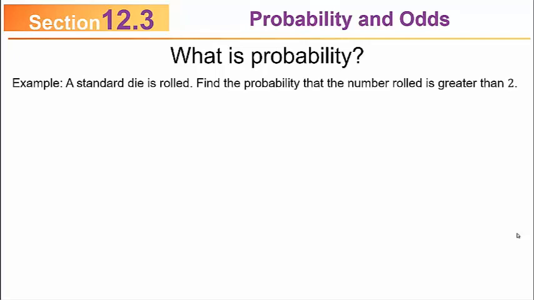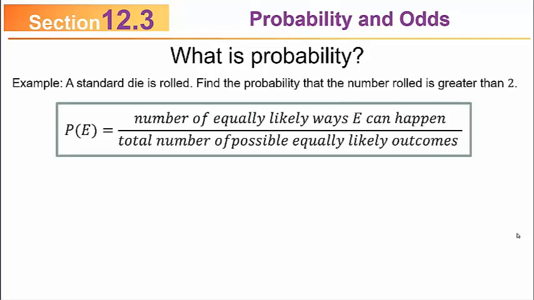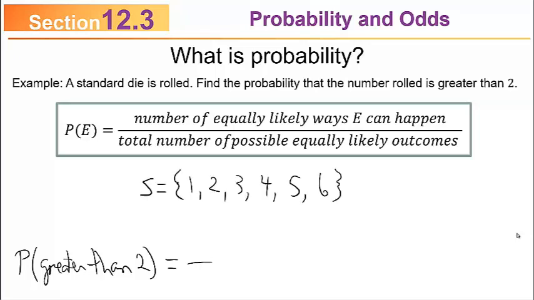Another example. A standard die is rolled. Find the probability that the number rolled is greater than 2. We approach it in exactly the same way as the previous problem. The probability of that event E happening is the number of equally likely ways that E can happen divided by the total number of possible equally likely outcomes. Well, we're looking for the probability that the die roll comes out greater than 2. So you have to look at the sample space. We've talked about this before. The sample space is a set containing 1, 2, 3, 4, 5, and 6.